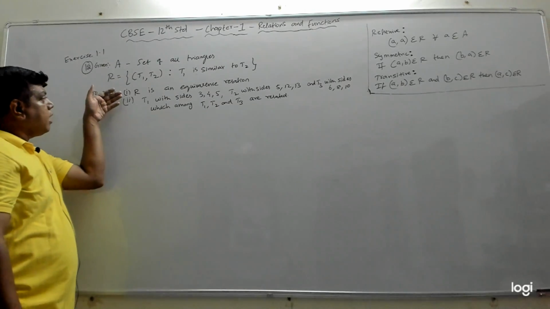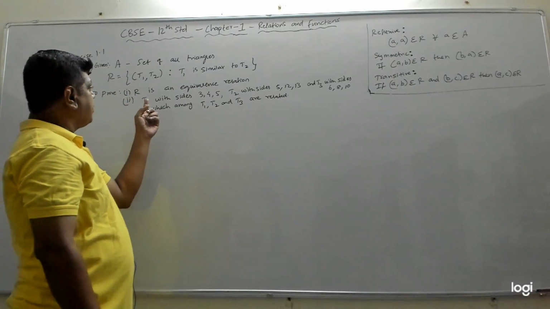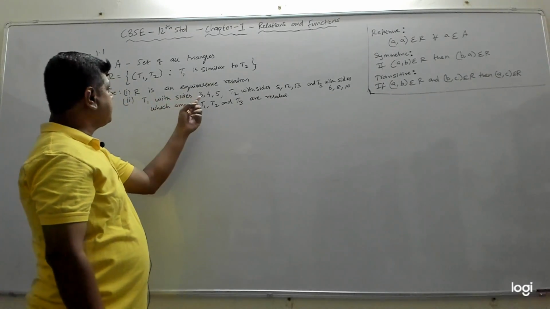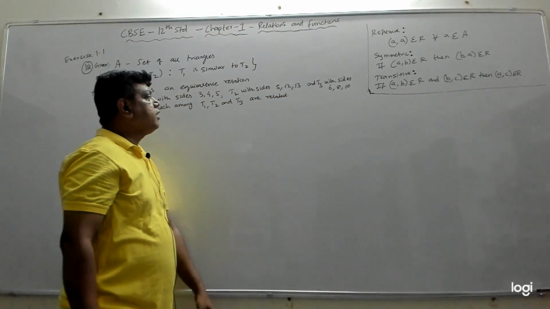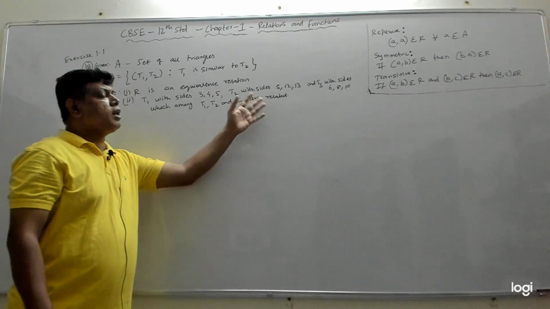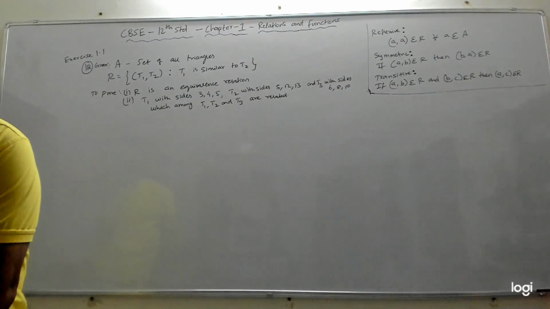Now we should show that R is an equivalence relation. And the second part is, there are three triangles: T1 with these sides, T2 with these sides, and T3 with the sides 6, 8 and 10. Which among the triangles are related to each other?